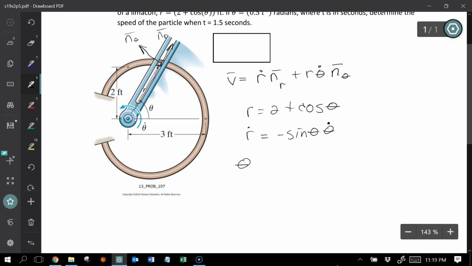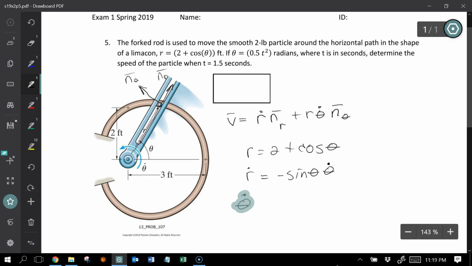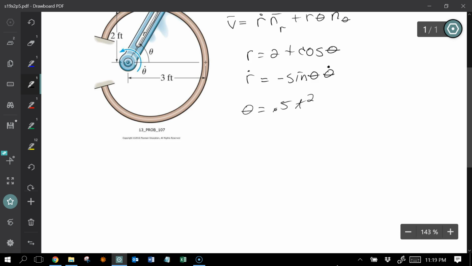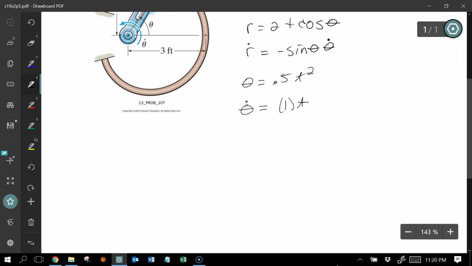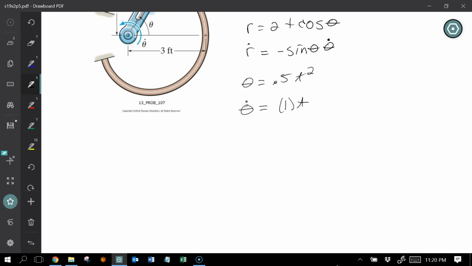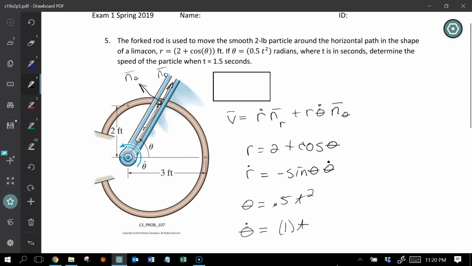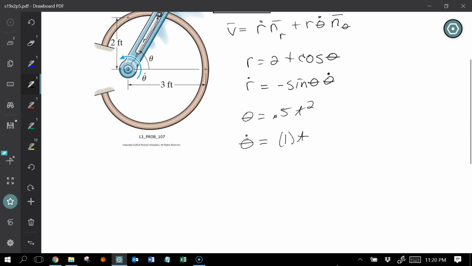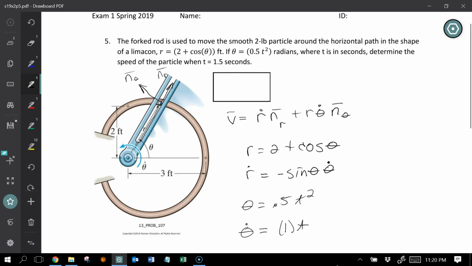Theta dot, well, I guess I should write it down, right? So theta is 0.5 times t squared. Now take a derivative of that. You don't need a chain rule because you have t over there. So theta dot is equal to 0.5 times 2, which is 1, times t. And that's all I need for that one. So theta dot is t. Okay, alright, so now let's just plug and chug.